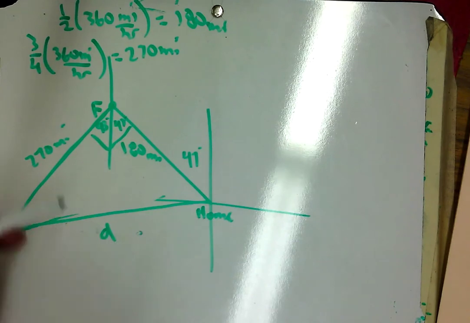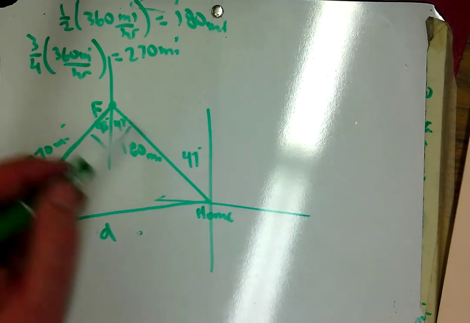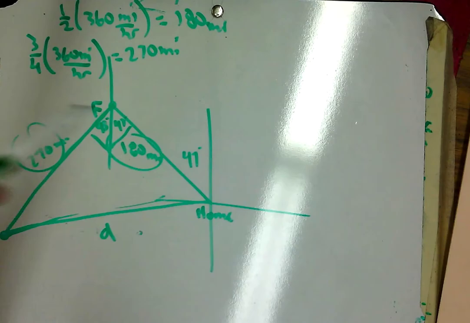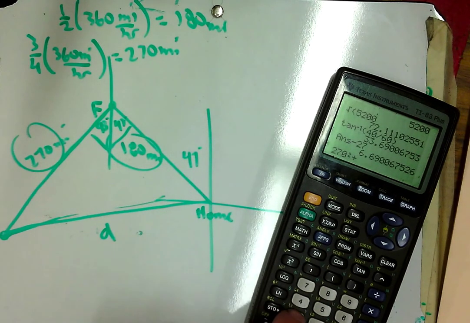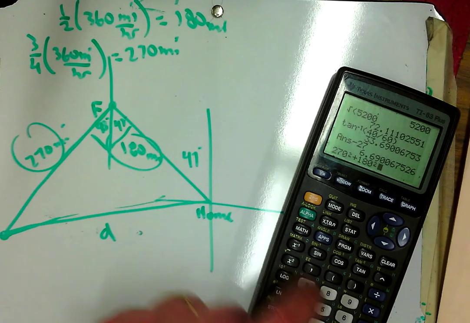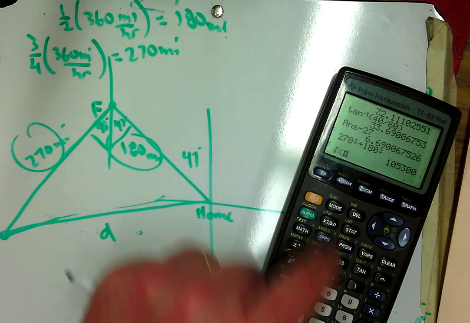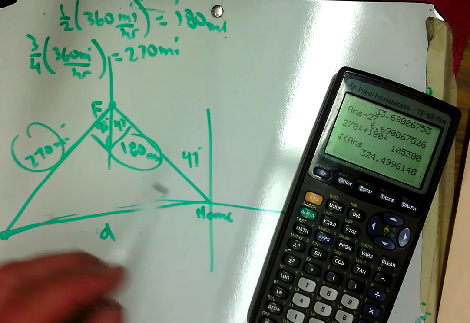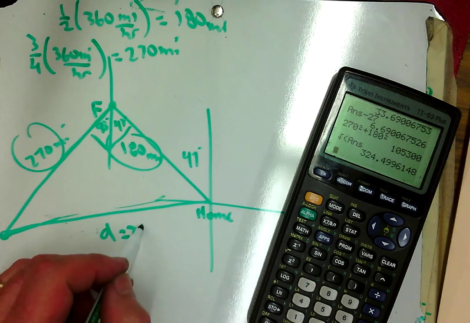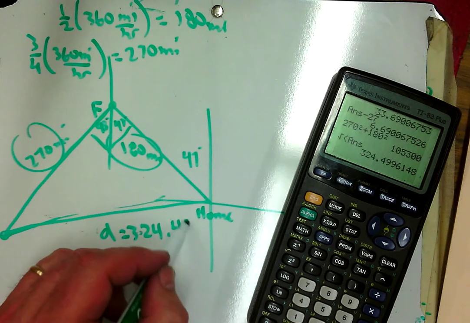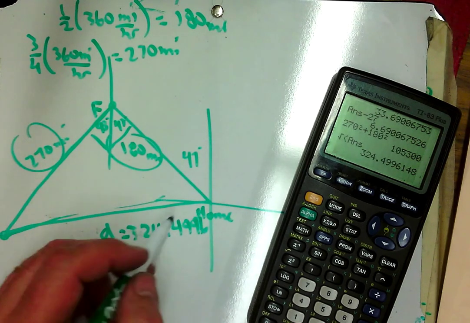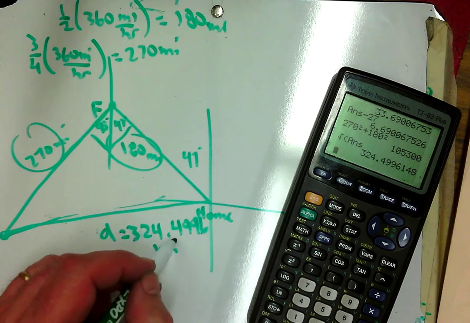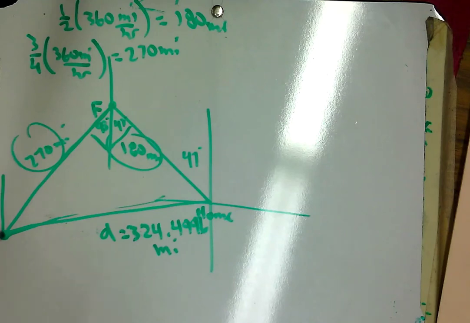Okay, so that distance is something I can find with the Pythagorean theorem using these sides. 270 squared plus 180 squared, square root of that answer. And I get that that distance is 324.4996. So that's pretty much 324.5 miles. Okay, and then on what bearing must Rudolph travel?